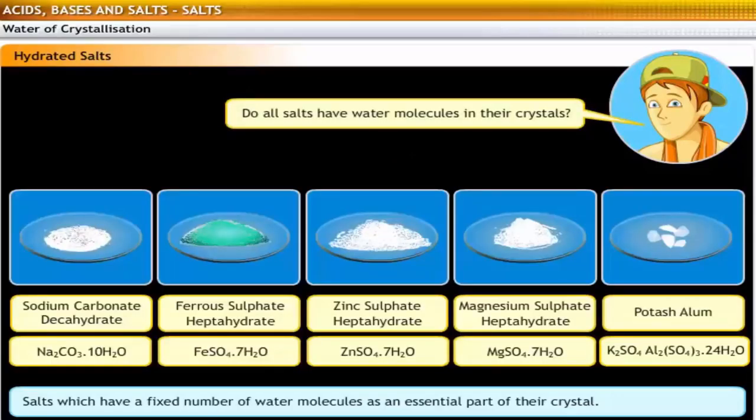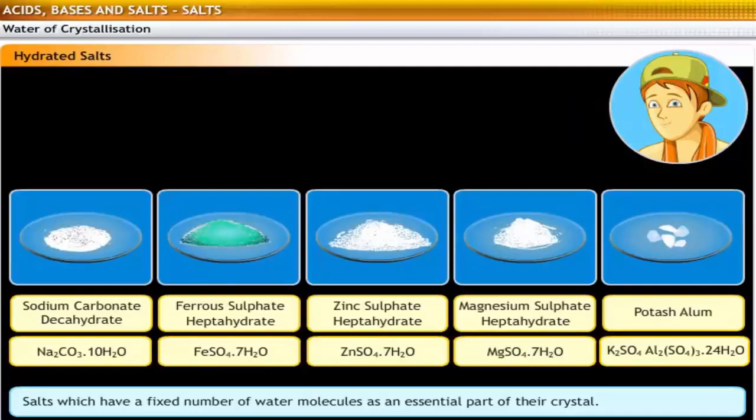Do all salts have water molecules in their crystals? Not all. Only some salts have water molecules in their crystals. For example, sodium carbonate decahydrate, Na2CO3·10H2O. Ferrous sulfate heptahydrate, FeSO4·7H2O.